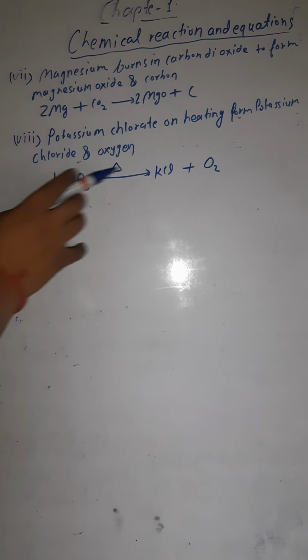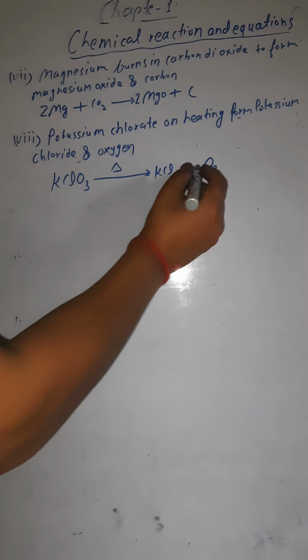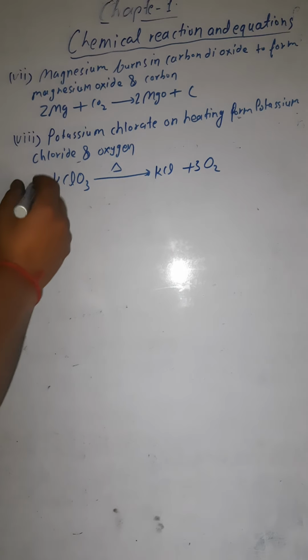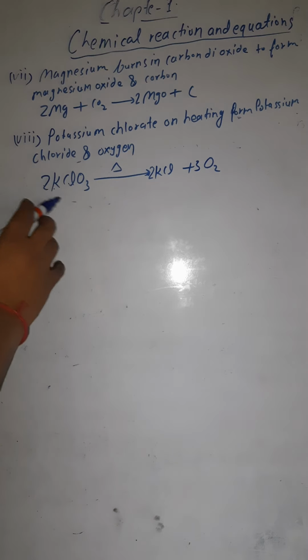Okay, now just balance it. First we balance potassium, 1 and 1. Now balance chlorine atoms, 1 atom and 1 atom. Then oxygen, 3 atoms and 2 atoms. So 3 and 2, LCM is 6. You will multiply here by 2 to get 6 atoms of oxygen and here by 3 to get 6 atoms of oxygen. But K and Cl have become unbalanced. K is now 2 here and 1 there, so multiply there also by 2. Now you can see potassium atoms 2 and 2, chlorine atoms 2 and 2, oxygen 6 atoms and 6 atoms.